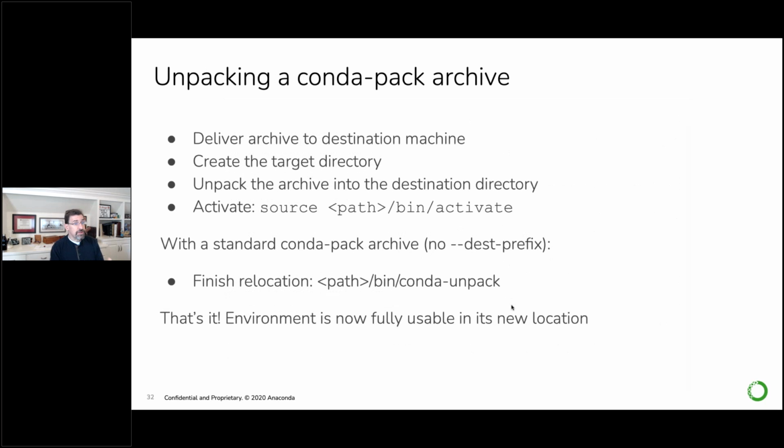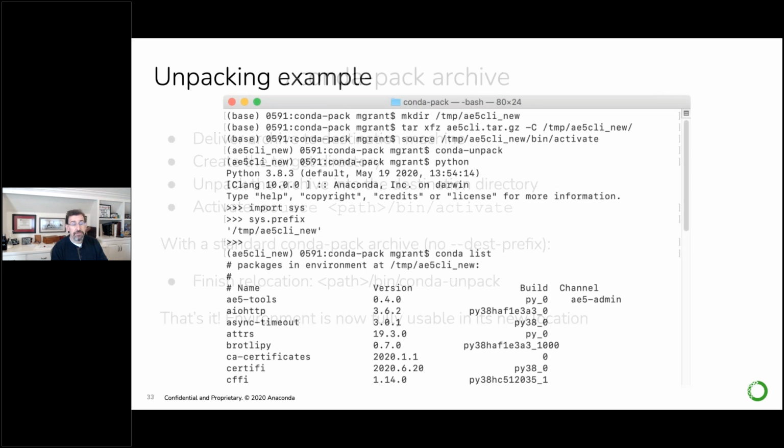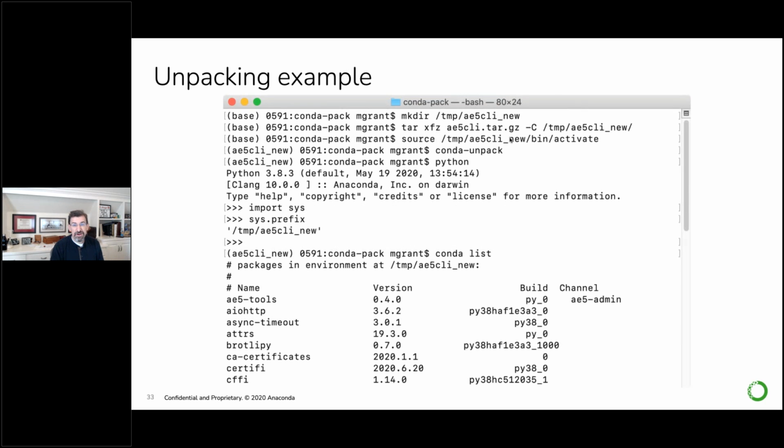And then unpacking is really easy. You deliver the archive to the destination and unpack it, and then you activate it and run a relocation script if you haven't already run the relocation. So it's a really easy thing to do and distribute. So this is what it looks like to unpack. I put it into a new location, I activate the environment and run the conda unpack script. And I get the same set of packages in a functional form that were in my source environment. And that's conda pack.